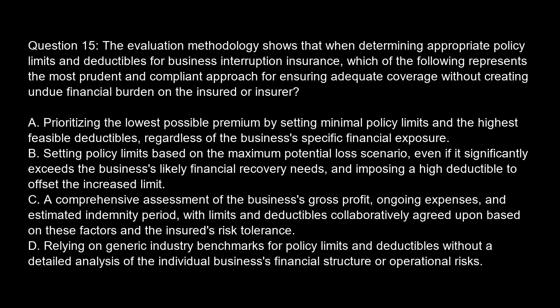Setting policy limits based on the maximum potential loss scenario, even if it significantly exceeds the business's likely financial recovery needs, and imposing a high deductible to offset the increased limit. Option C. A comprehensive assessment of the business's gross profit, ongoing expenses, and estimated indemnity period, with limits and deductibles collaboratively agreed upon based on these factors and the insured's risk tolerance. Option D. Relying on generic industry benchmarks for policy limits and deductibles, without a detailed analysis of the individual business's financial structure or operational risks.